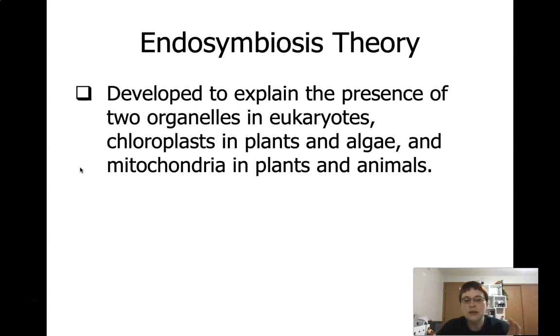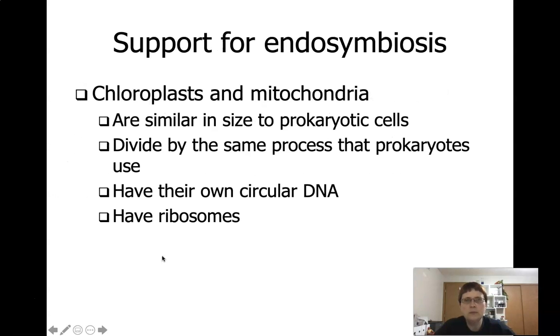So these two organelles don't share a lot in common with the eukaryotic cells that they're found in. They're found inside of them, but they have some strange characteristics. So let's take a look at the support and what it is about these that are weird and odd. Both chloroplasts and mitochondria are actually very similar in size to prokaryotic cells. So the mitochondria and the chloroplasts have the same size as individual prokaryotic cells.